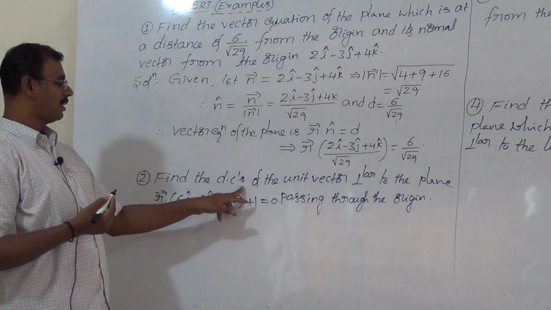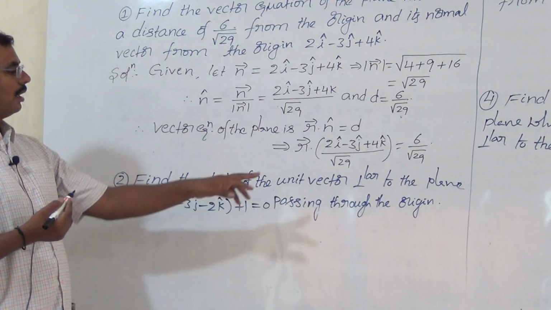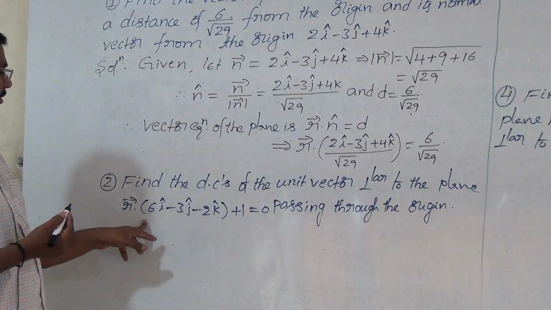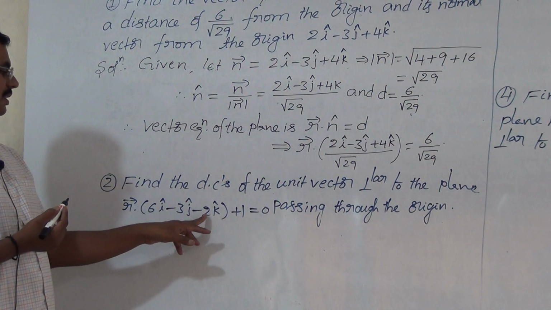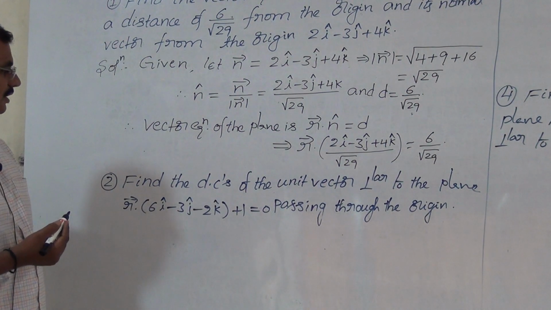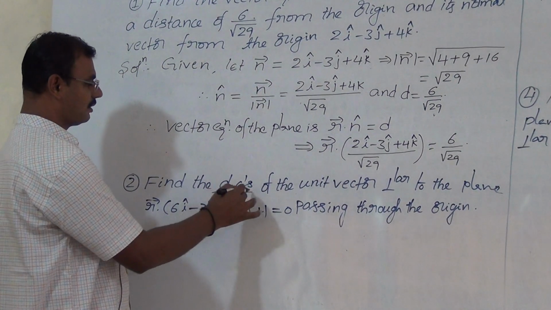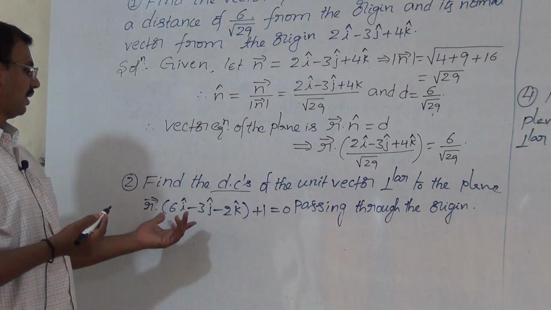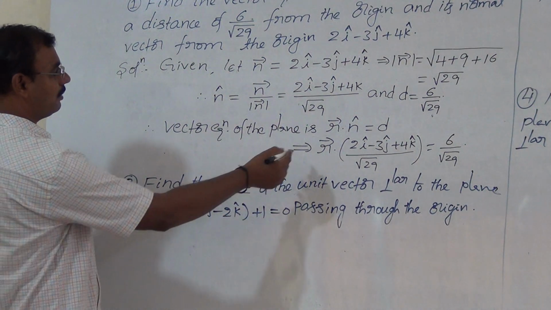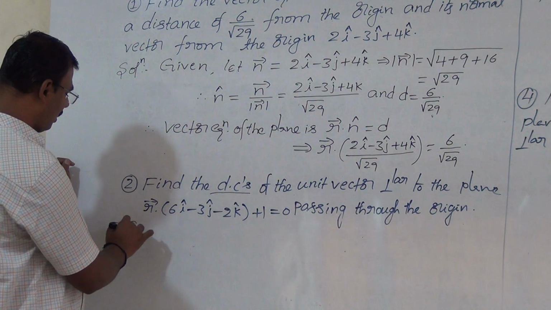Find the direction cosines of the unit vector perpendicular to the plane r bar dot 6i minus 3j minus 2k plus 1 equal to 0 passing through the origin. So what is asked in this? Direction cosines. So what are the direction cosines? Find out. Okay, firstly we have to bring it into the form of r bar dot n cap is equal to d.